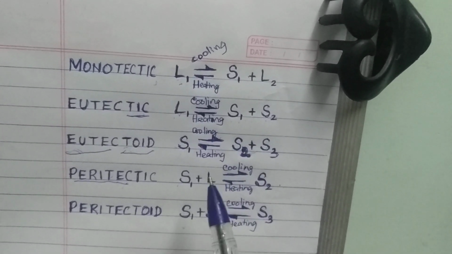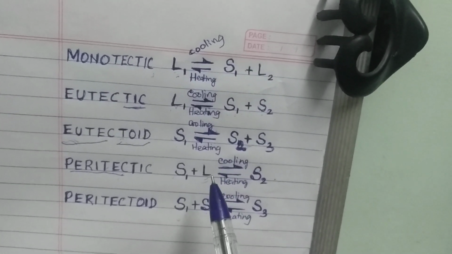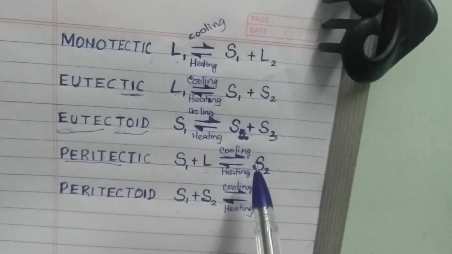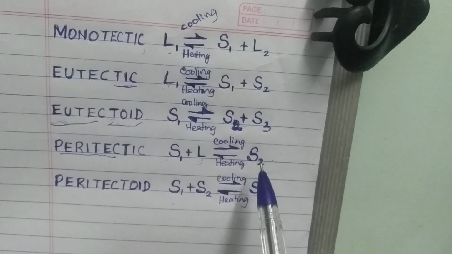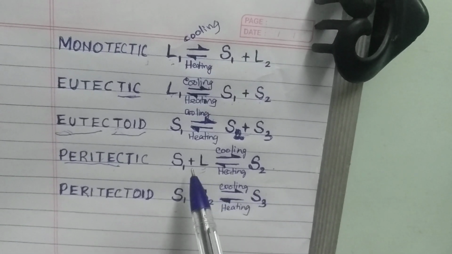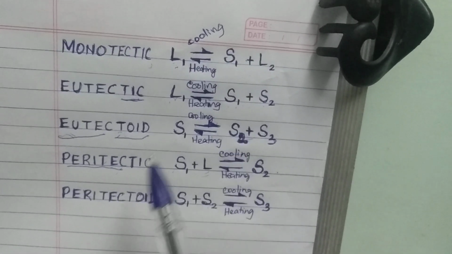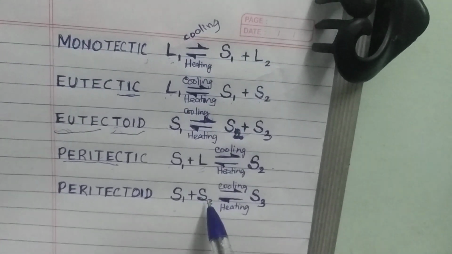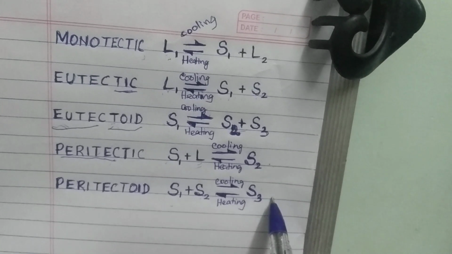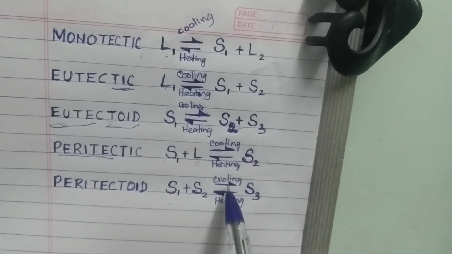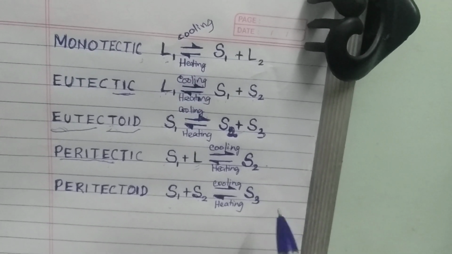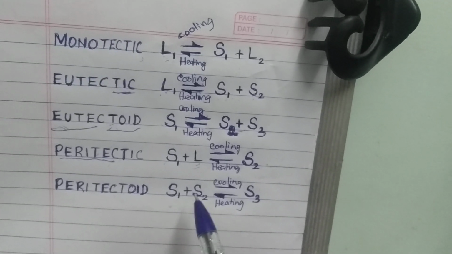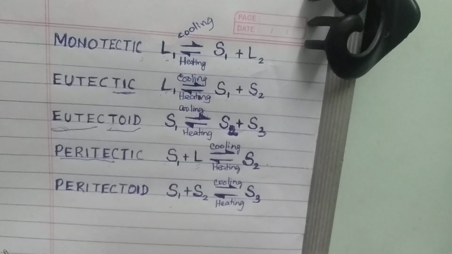Peritectic reaction: solid 1 plus liquid is converted into solid 2 on cooling, and on heating solid 2 is converted into solid 1 plus liquid. Peritectoid reaction: solid 1 plus solid 2 is converted into solid 3 on cooling, and on heating solid 3 is converted into solid 1 plus solid 2.